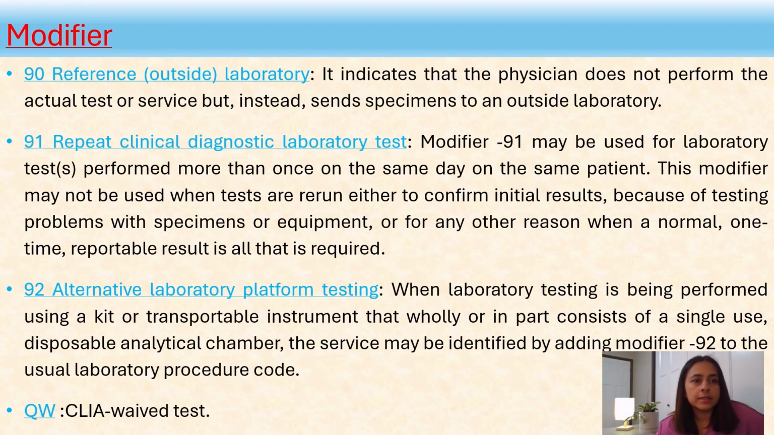Modifier 90 is used for the reference laboratory. It indicates that the physician does not perform the actual test or services, but instead sends the specimen to an outside laboratory. Modifier 91 is used for repeat clinical diagnostic lab test. Modifier 91 is used for lab tests performed more than once on the same day on the same patient.